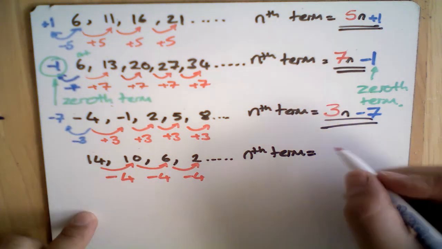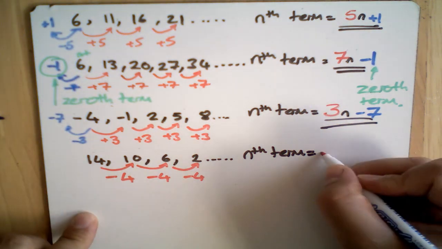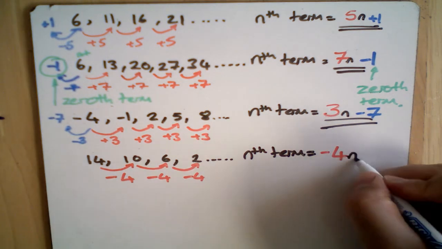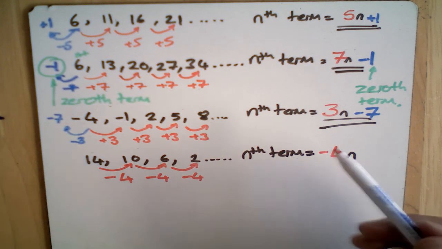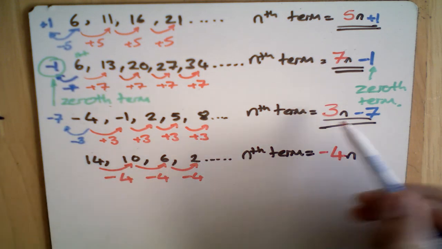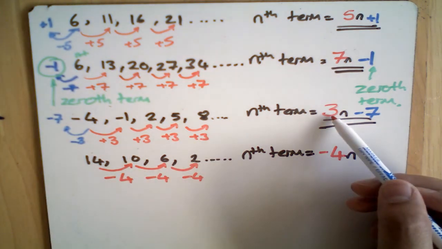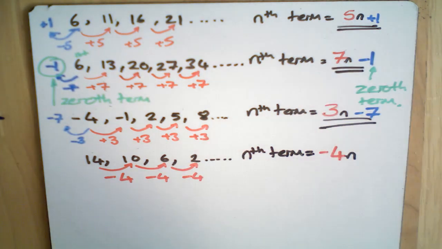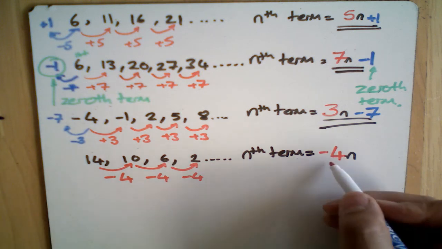Well, we're taking away 4 this time, so the number that goes in front of the n is a negative 4. Previously, we were adding on 3, and so we put a positive 3 in front of the n, or a positive 7, or a positive 5. We just don't usually write the pluses at the front. So this time we're taking away 4, so we put the negative 4 there.